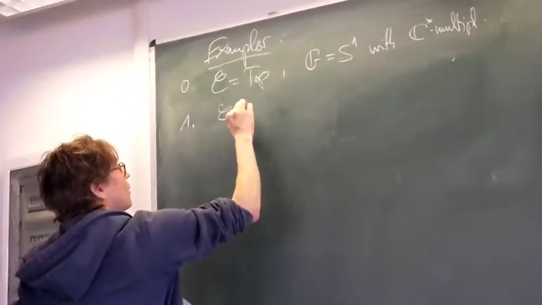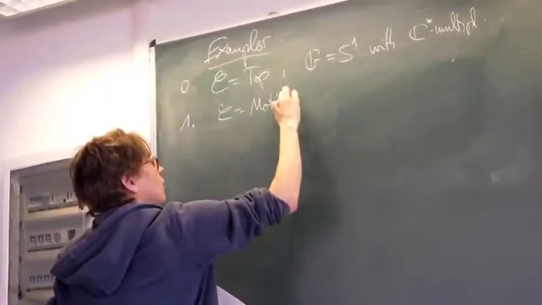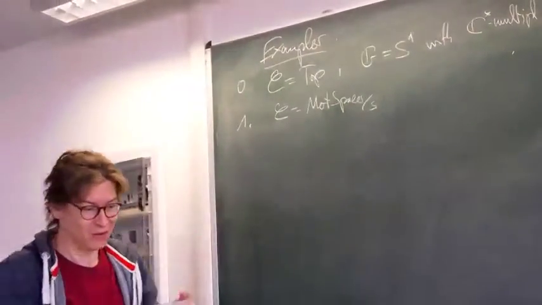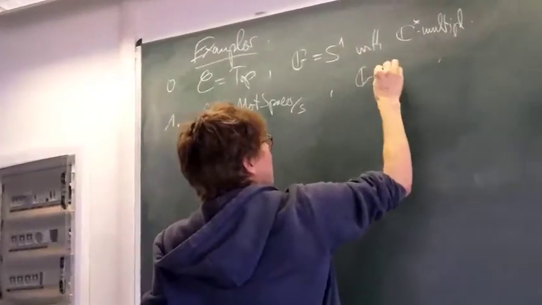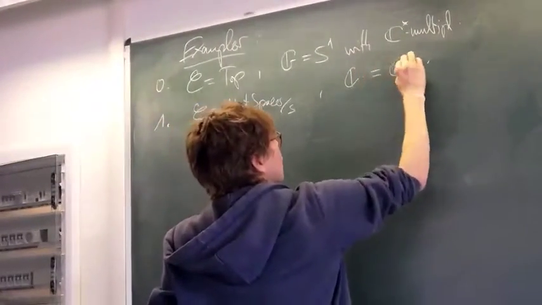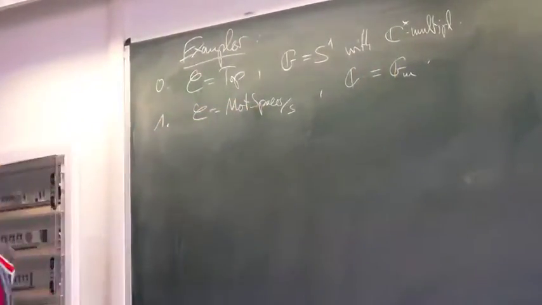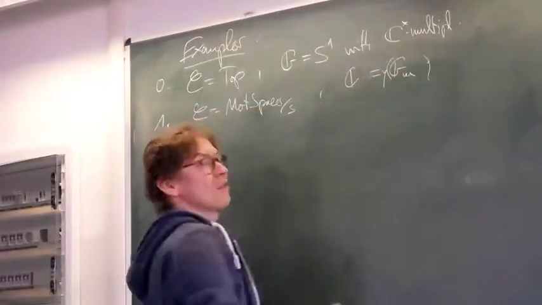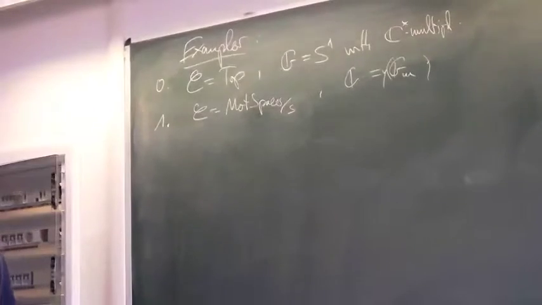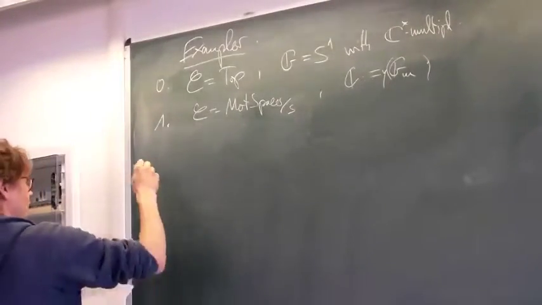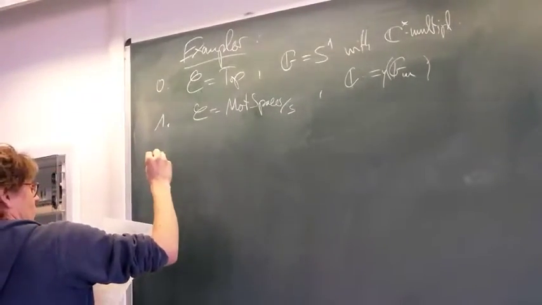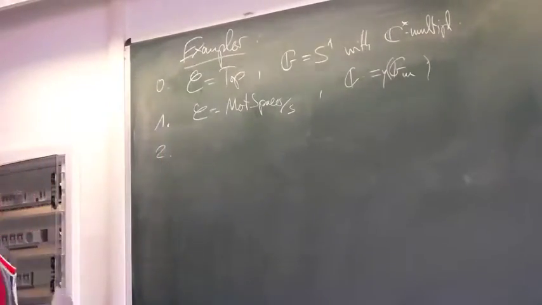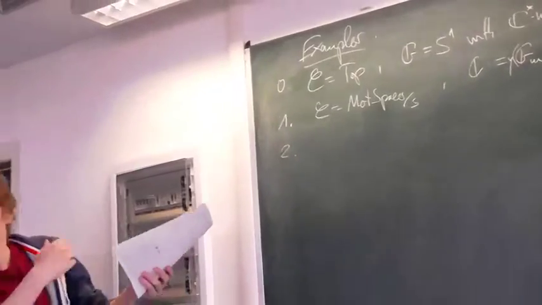Of course, that's the thing I'm abstracting, is motivic spaces over some base scheme and the multiplicative group, or more accurately, the Yoneda embedded multiplicative group. Then there's a bunch of other settings where this whole thing makes sense.